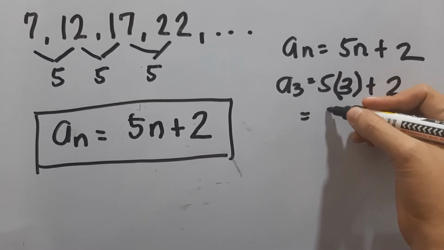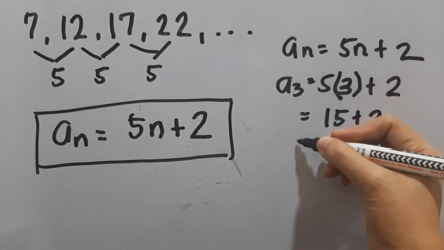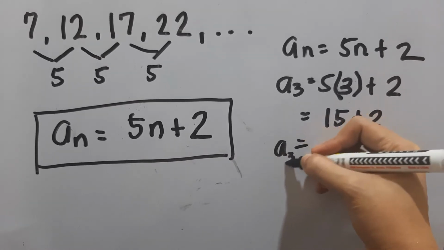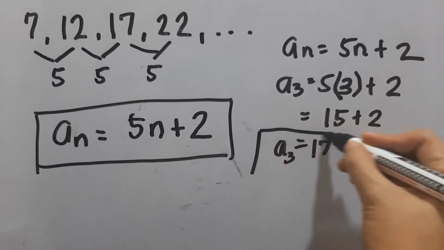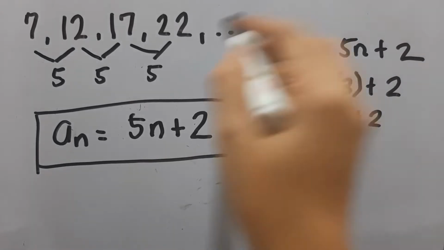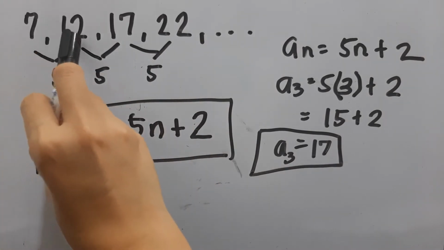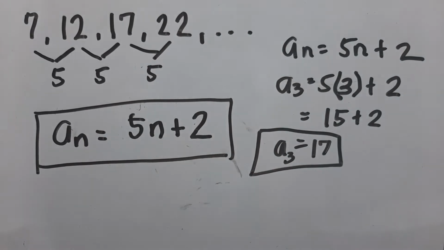5 times 3 is 15 plus 2. So, ang third term niya dapat ay 17. Check natin sa ating original equation kung ang third term nga ba ay 17. 1, 2, 3. So, ibig sabihin, ang equation na nakuha natin ay correct.